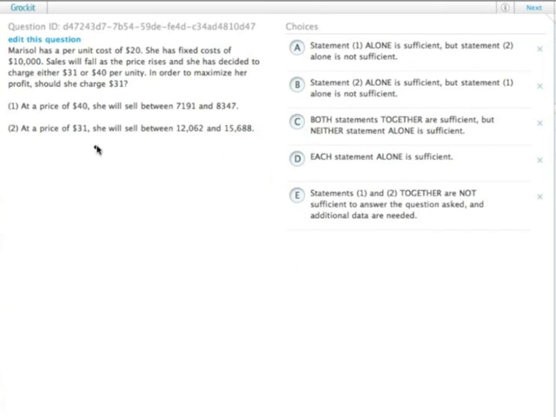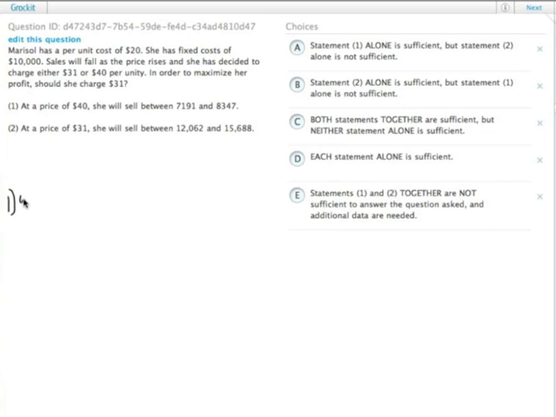So Marisol has a per unit cost of $20. She has fixed costs of $10,000. She's trying to decide between $31 or $40 per unit. In order to maximize her profit, should she charge that $31? We have to look at the statements to determine what that profit is going to be.